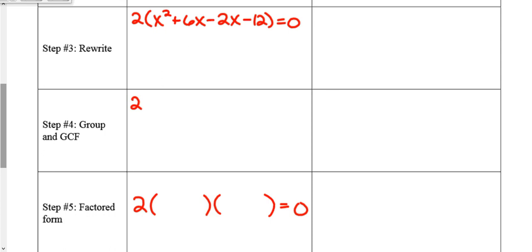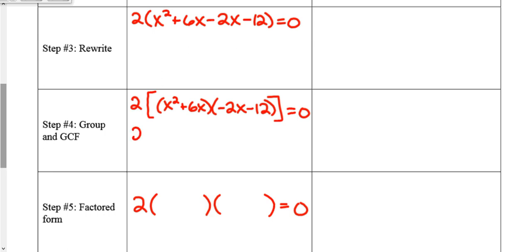So we still have a 2 on the outside of parentheses, and then I'm actually going to use brackets here. So I'm going to group x squared plus 6x. And I'm going to group negative 2x minus 12. It's always the first numbers and the last numbers, first 2, last 2. And then I'm going to look for the greatest common factor between these sets of parentheses.